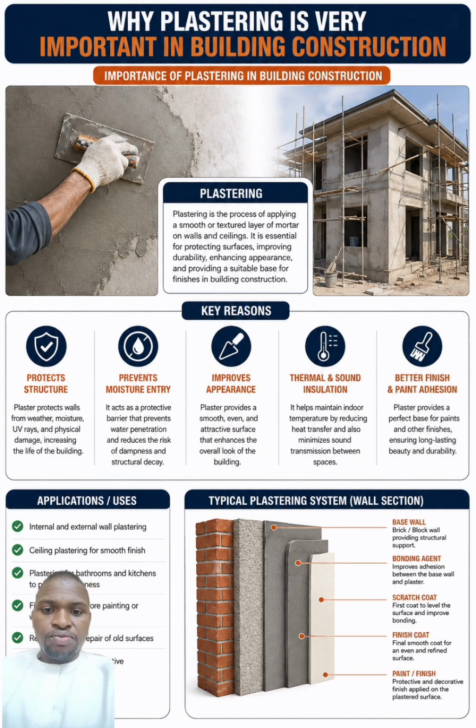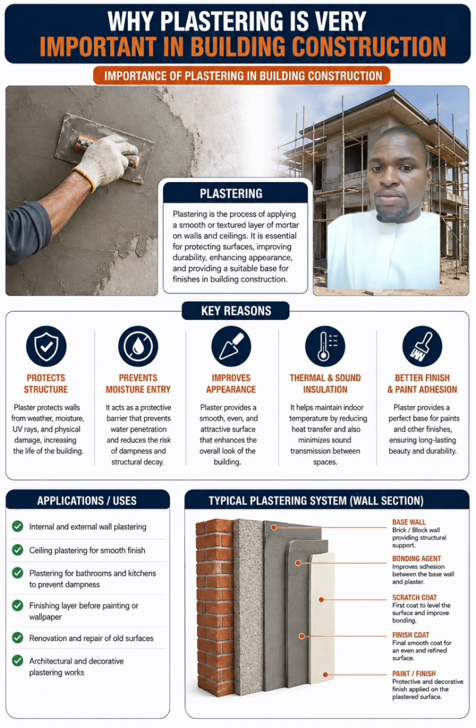So we're going to look at the application and uses, where this plastering is applicable, and where we make use of plastering. So internal and external wall plastering. In your building construction, you do internal wall plastering, that is for internal finishes, and also external wall plastering, which is for your external finishes. So with that, your internal outlook and your external outlook is going to look appealing and amazing.